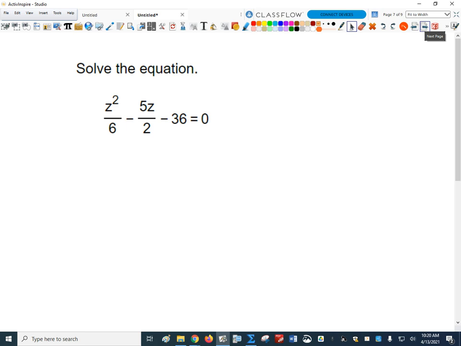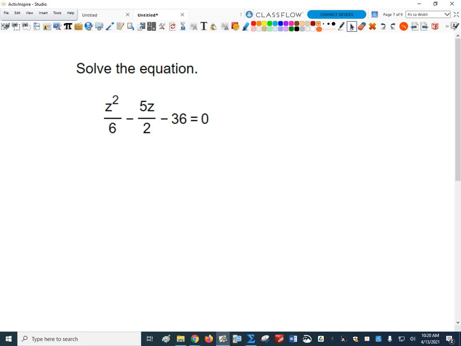Okay, how about one like this? I just want to remind you about something here. This is not like there's anything really new here. This is something we did earlier in the year, but I don't want you to forget this cool trick I showed you. So we've got an equation. It's in standard form, but the problem is, look at the coefficients here.